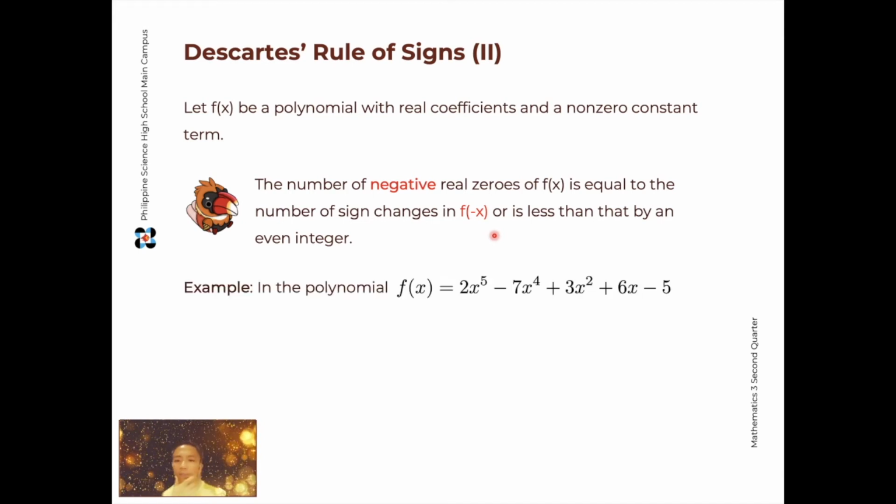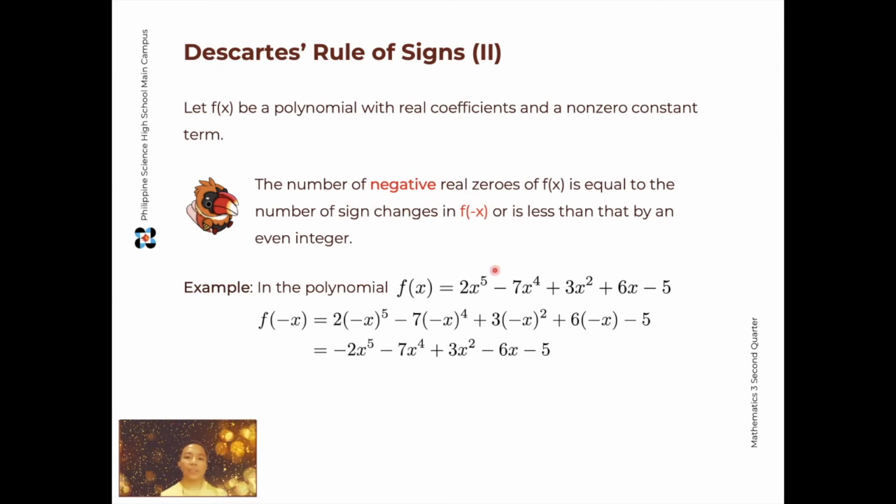So, going back dun sa previous example, this f of x. So, first step to count the number of negative real zeros is to evaluate f of negative x, which means lahat ng x papalitan natin ng negative x. But yung shortcut dun, so, negative x, negative x, negative x. Yung shortcut dun, magpapalit lang ng sign, yung mga odd yung degree na term.